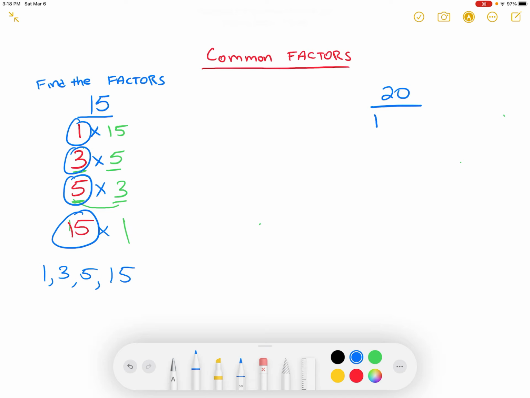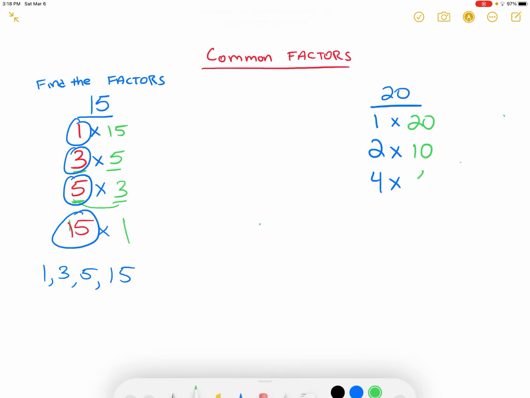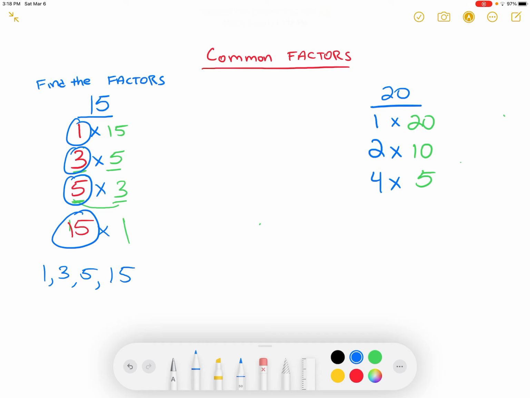Well, if I started listing them, I'd say, all right, it's 1 times 20. I'll do it in green, so we'll keep consistent. We've got 2 times 10. 3 times anything? No. 4 times, yep, 4 times 5. And then we've got 5 times 4. And do you see what I mean now by that little box that is created, where the equation in front is the same as the equation behind it? That's how you know you're finished. There's not going to be any numbers after that.